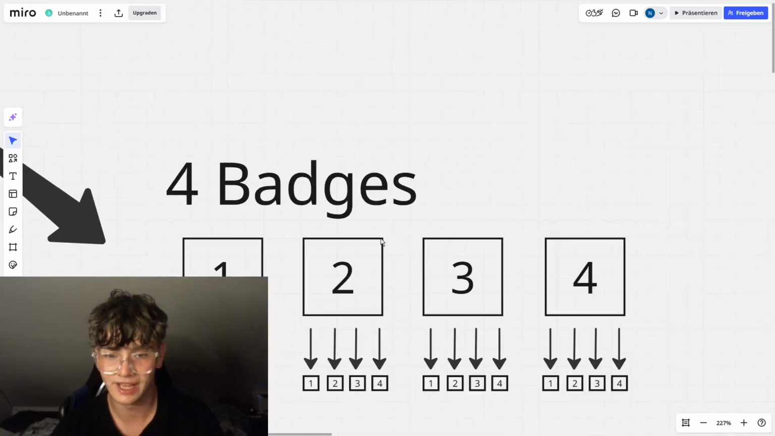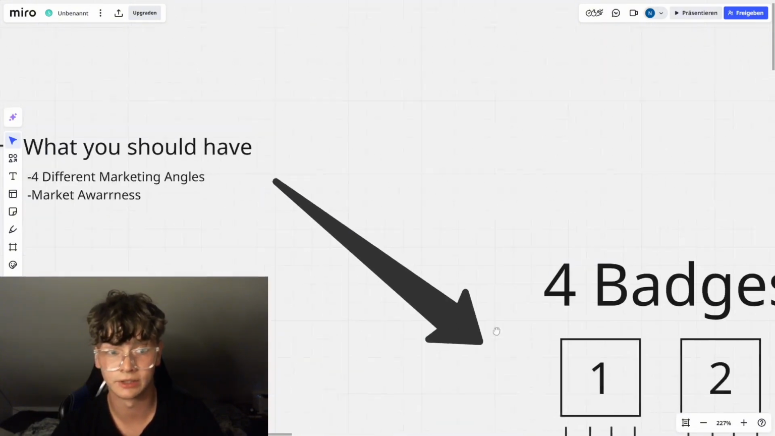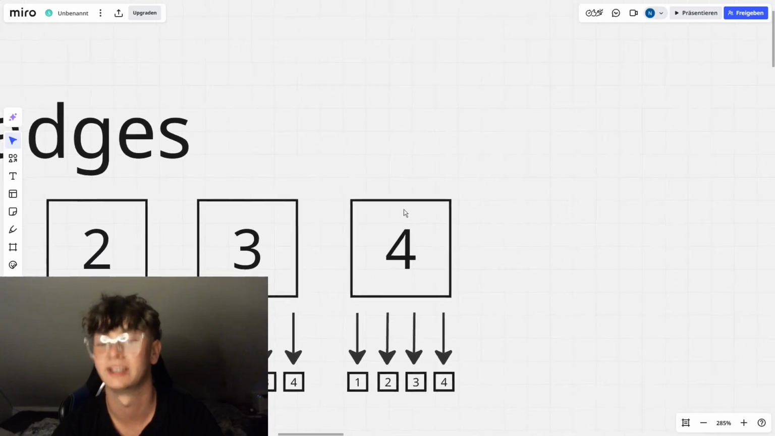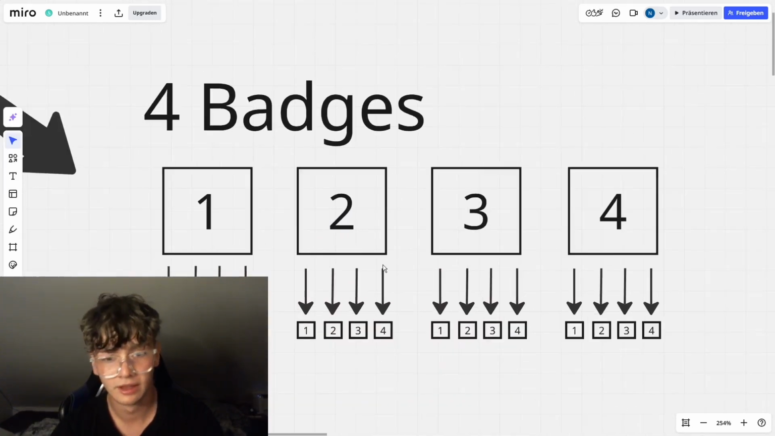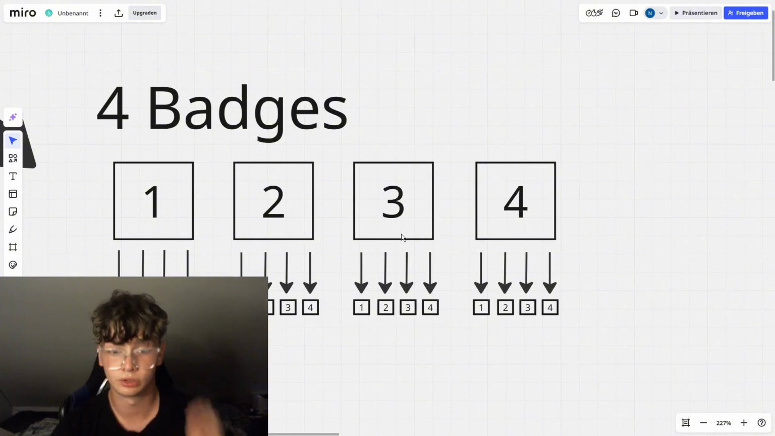Yes sir. And for the ads we will have 4 different batches. What are 4 different batches? Like I told you, the marketing angles. One marketing angle, one marketing angle, one marketing angle, and another marketing angle. I think you understand. And for every marketing angle, we will make 1 or 2 ads.